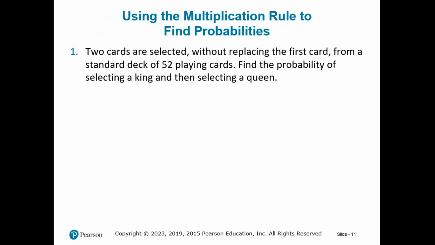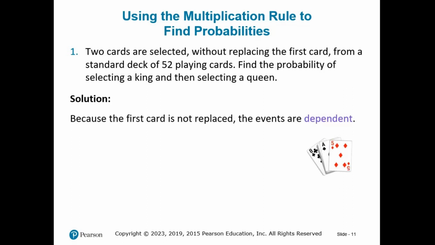Okay, let's practice using the multiplication rule and the probability ideas from the previous section to complete the following problem. Two cards are selected without replacing the first card from a standard deck of 52 playing cards. Find the probability of selecting a king and then selecting a queen. We've actually done this problem in parts already. What we're doing now is finding the probability of them happening in sequence. We know that the first card is not replaced, so that means that these two events are dependent events. So by our formula, according to the multiplication rule, we multiply the probability of the first thing happening and then the second thing happening, given that the first thing happened already, which is a conditional probability.